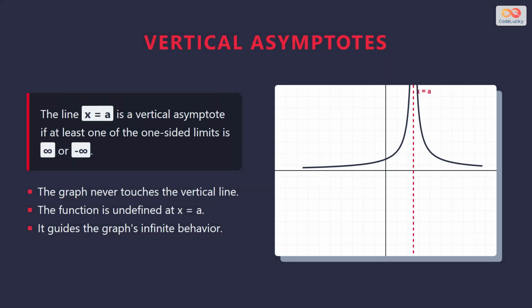This leads us to the concept of vertical asymptotes. The line x equals a is a vertical asymptote if the function goes to positive or negative infinity at that point. The graph approaches this invisible line but never actually crosses it, guiding the function's infinite behavior.